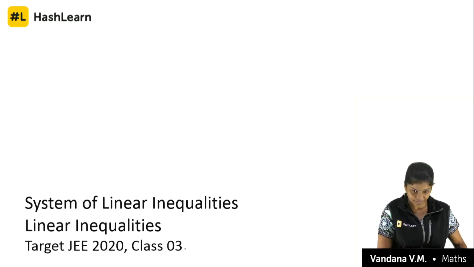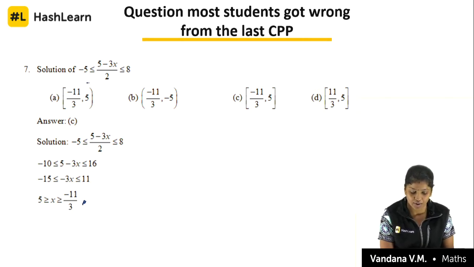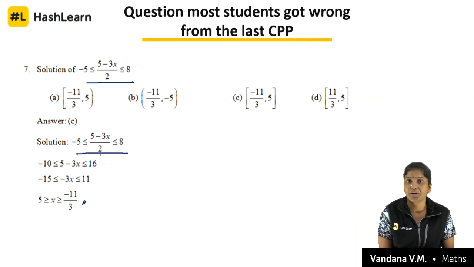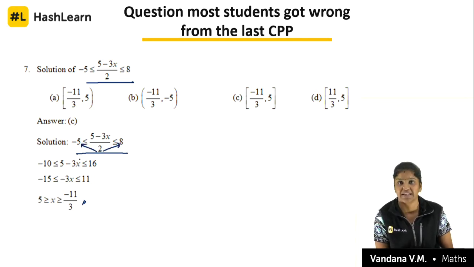Here goes your question. The solution set of... So I would like to solve this linear inequality. I don't want the 2, so multiply with the 2. Otherwise, if it goes to this side, it will multiply on both sides. Minus 10 less than or equal to 16.